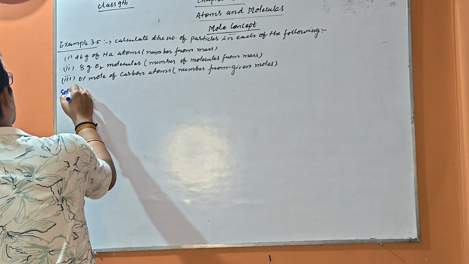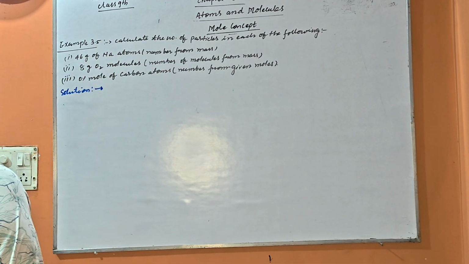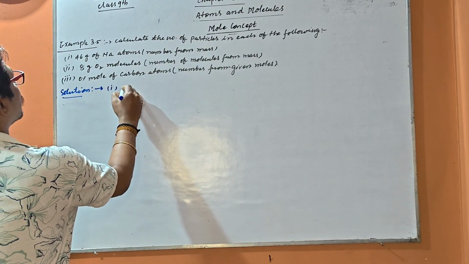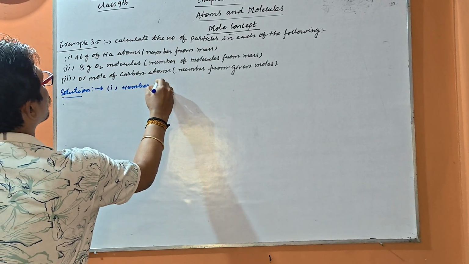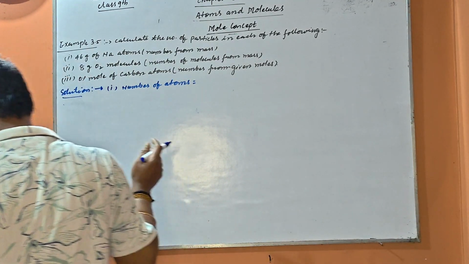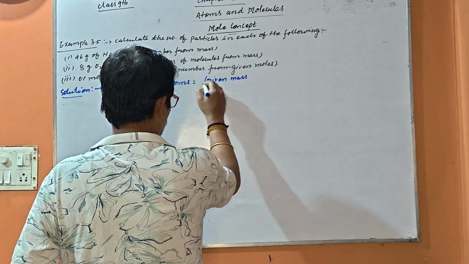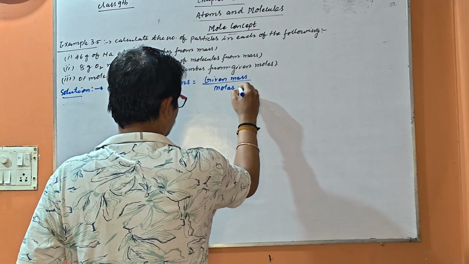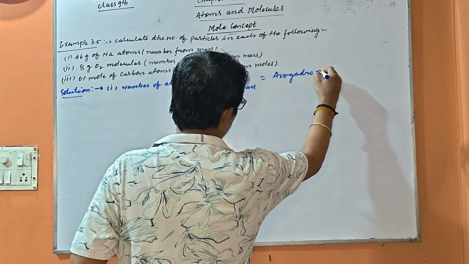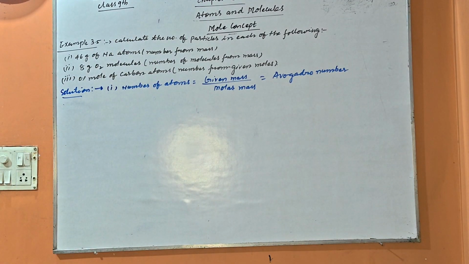So let us understand these questions in very easy steps. The solution is, I am going to write the solution. So let us take the solutions also. So my dear student, the first is the number of atoms. Number of atoms is equal to given mass by molar mass into Avogadro number. So let's check the formula.